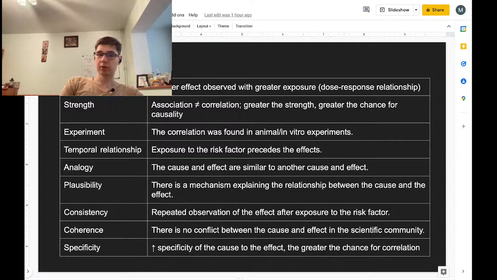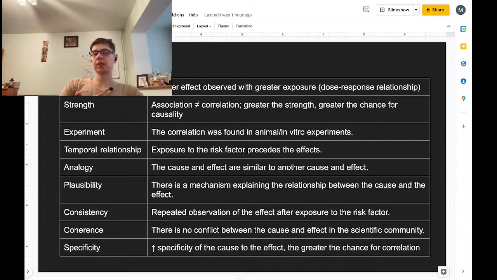The experiment criterion, as we discussed previously, states that the correlation was found in animal or in vitro experiments. The temporal relationship means that exposure to the risk factor preceded the effect. The analogy consists of a cause and effect that are similar to another cause and effect. Plausibility: there is a mechanism explaining the relationship between the cause and the effect.